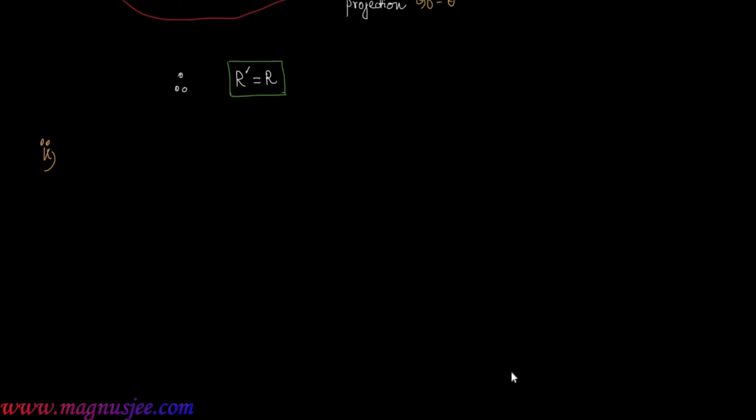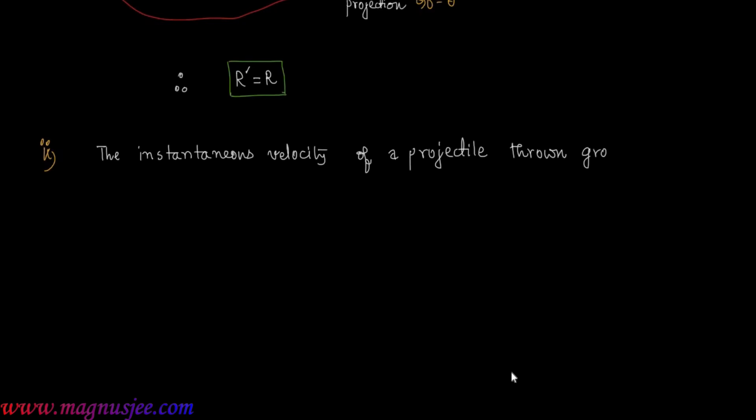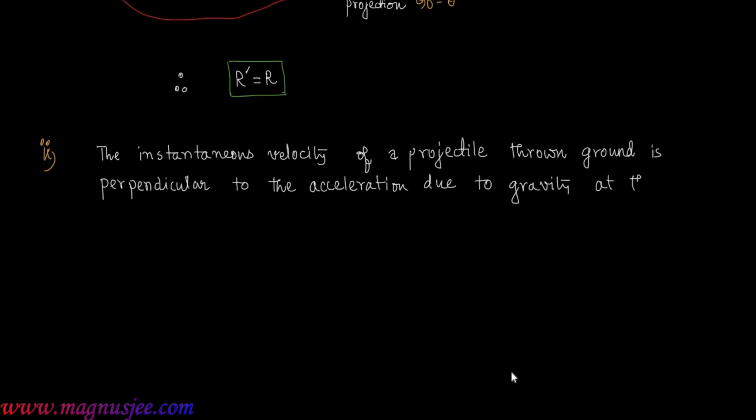Number 2, characteristics of a projectile thrown from ground. The instantaneous velocity of a projectile thrown from the ground is perpendicular to the acceleration due to gravity at the highest point of its parabolic trajectory.